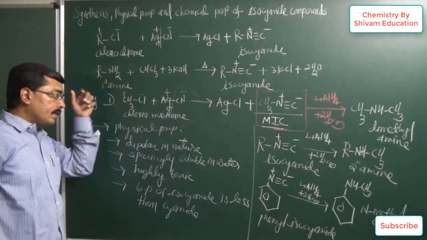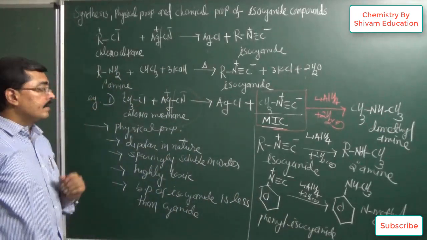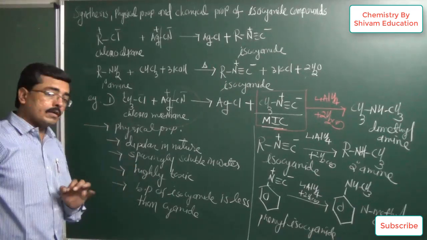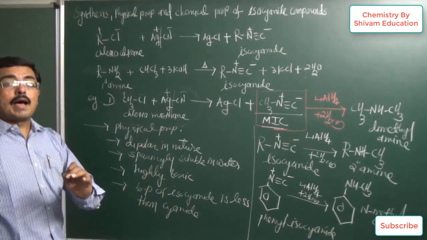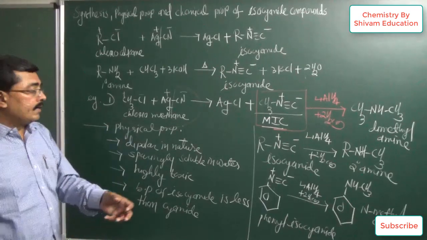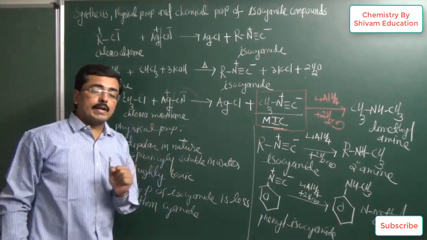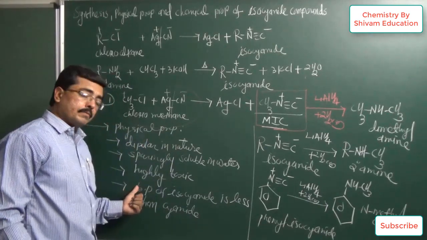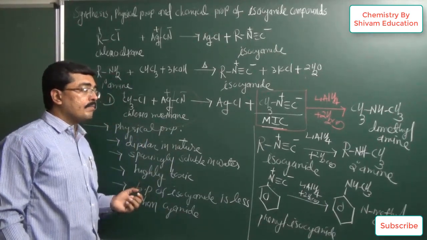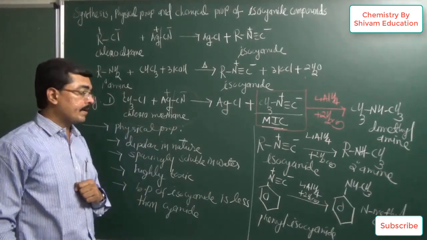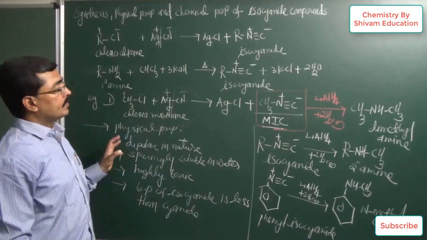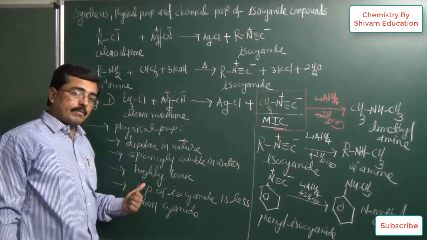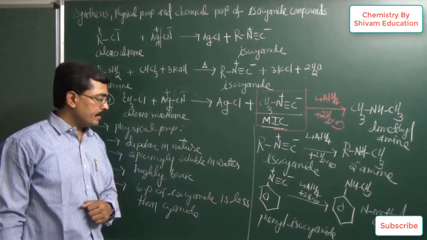And the most important thing, physical property of isocyanide, these are the dipolar in nature, they are sparingly soluble in water, these isocyanide compound are highly toxic in nature, and this gas is also related with the Bhopal gas tragedy. And this compound can be used, isocyanide compound can be used for the production of different type of pesticide. Isocyanide is dipolar in nature, therefore their boiling point is less as compared to corresponding cyanide compound.